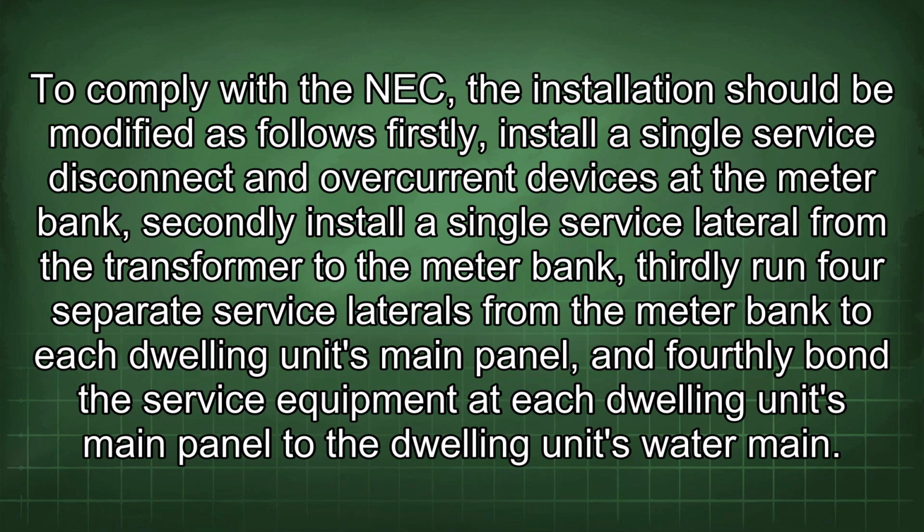To comply with the NEC, the installation should be modified as follows. Firstly, install a single service disconnect and overcurrent devices at the meter bank. Secondly, install a single service lateral from the transformer to the meter bank. Thirdly, run 4 separate service laterals from the meter bank to each dwelling unit's main panel. And fourthly, bond the service equipment at each dwelling unit's main panel to the dwelling unit's water main.